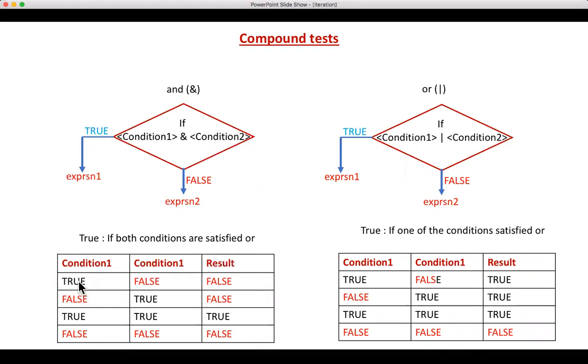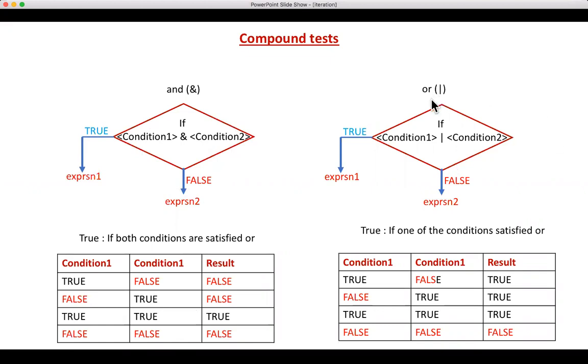So if condition 1 is true, but the second is false, the overall effect will be false. If first is false, second is true, overall will be false. The only way you can achieve true is if both conditions are satisfied. Then you will go through the path of the true, and expression 1 will be executed. However, if both are false, it's again false.